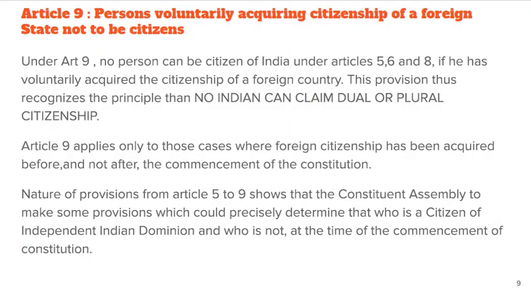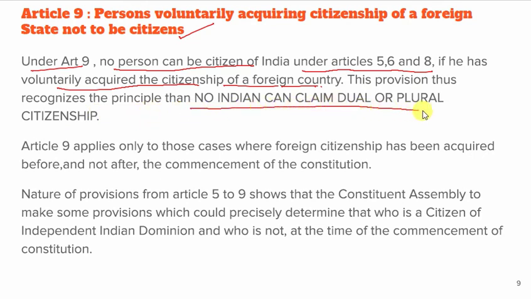Now Article 9: persons voluntarily acquiring citizenship of a foreign state are not to be citizens. Under Article 9, no person can be a citizen of India under Articles 5, 6, and 8 if he has voluntarily acquired the citizenship of a foreign country. This provision thus recognizes the principle that no Indian can claim dual or plural citizenship.